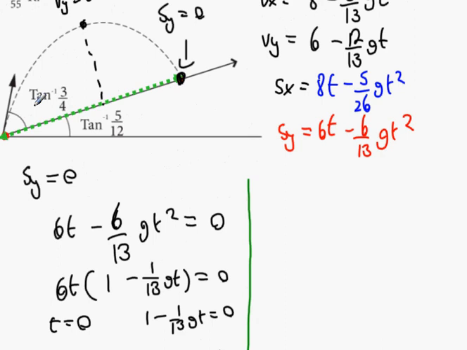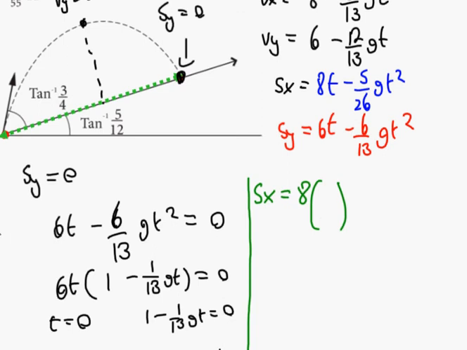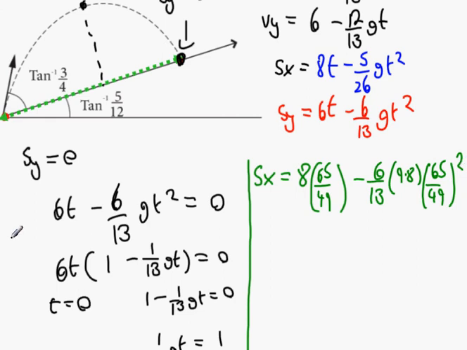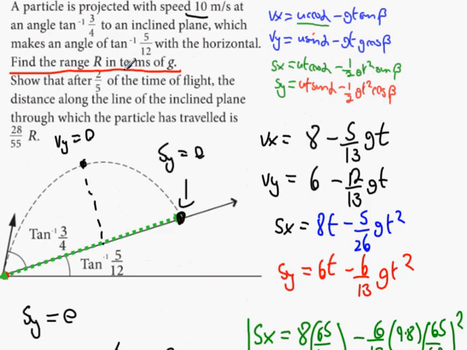It's an sx. An sx, 88 times whatever my time is, which is 65 over 49. I need somebody on the calculator for this, please, if possible. 6 over 13 multiplied by 9.8, and then 65 over 49 squared. In terms of g. Okay. Always read the question properly. In terms of g. Quick fix.